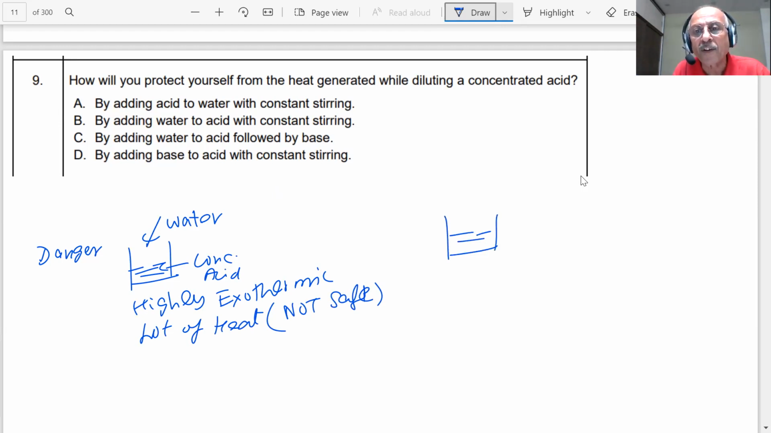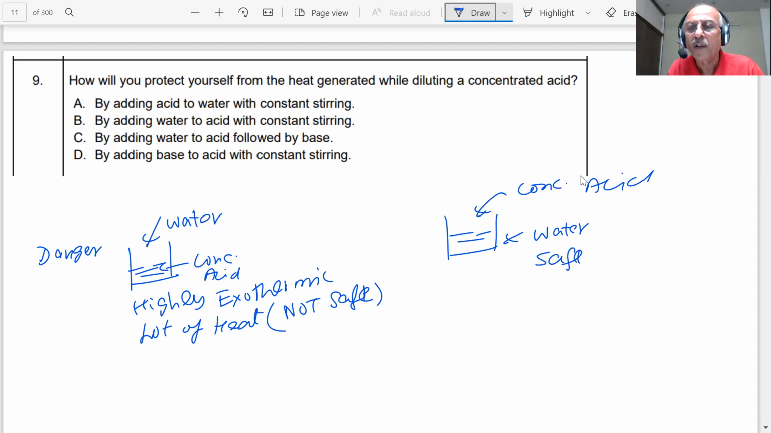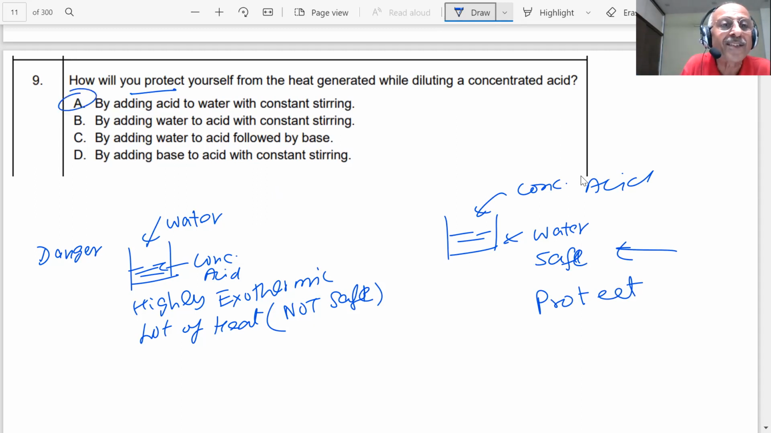We take water, and we add concentrated acid to the water. So a lesser amount of heat is liberated. This is safe. So let us see the question: how will you protect yourself? The only way is to add acid to water. By adding acid to water with constant stirring, that is the correct choice, because I will add acid slowly and stir, so it will become dilute. So less heat will be evolved.